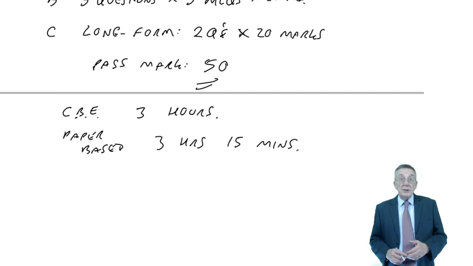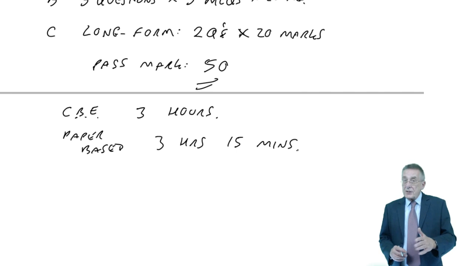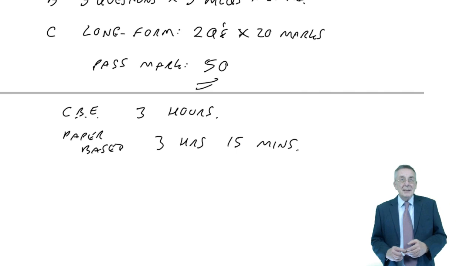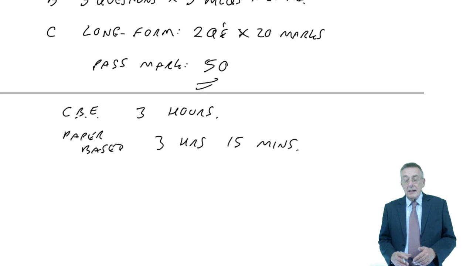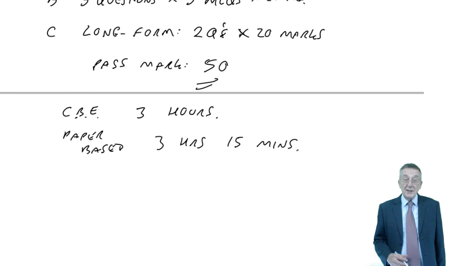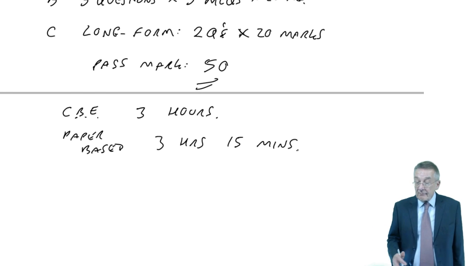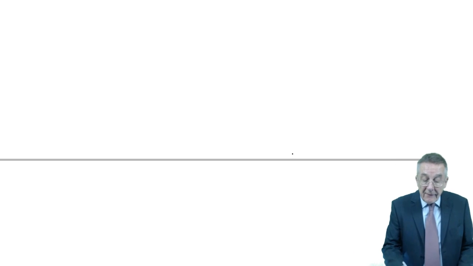What you really should do to make sure you've understood what I've said about the style of the paper is look at the specimens on the ACCA website. There's a specimen exam for paper-based and a specimen for computer-based. Alright, so that's the syllabus and the style of the exam.